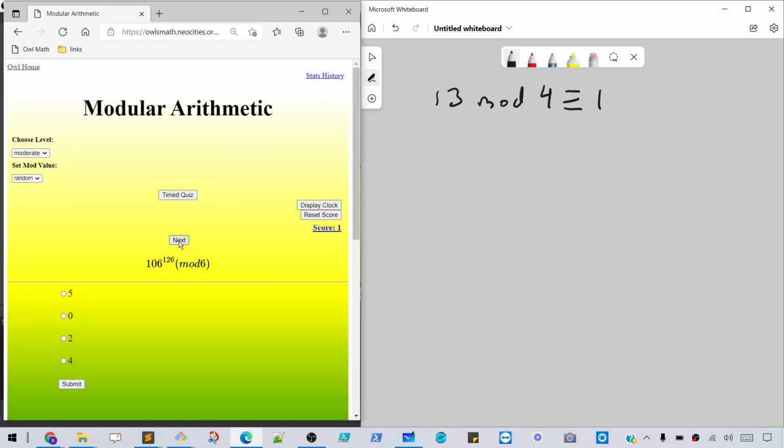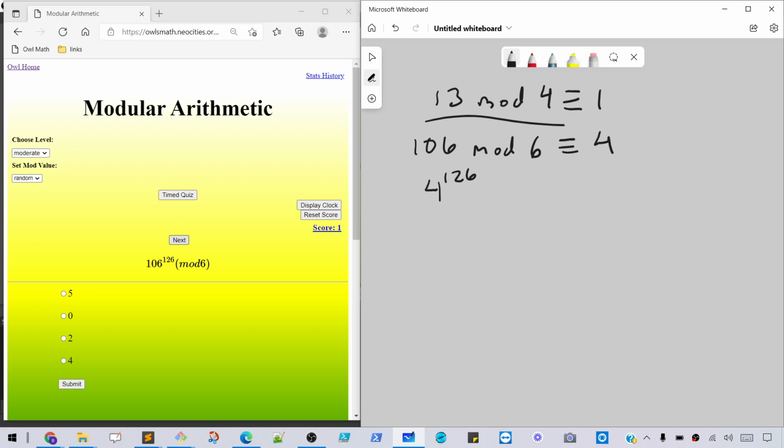So let's do another one. We have 6 to the 106. Again, let's reduce the base mod 6. So we have 106 mod 6, and that's going to be equivalent to 4, because the remainder is 4 if you divide. I was just thinking that 6 divides into 96, so then it divides into 102, and therefore we get a remainder of 4. So then when we keep going with this, we're going to have 4 to the 126 mod 6.